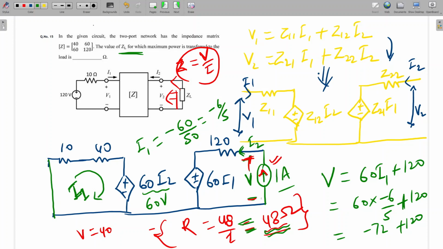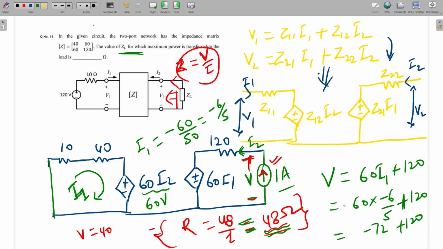See, if you connect more current, you will get more voltage. Let's say if you connect 2 ampere, you will get 96 volt here. Final will be 96 by 2, which is 48. Is it clear?